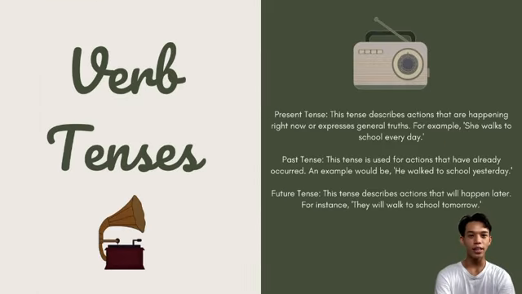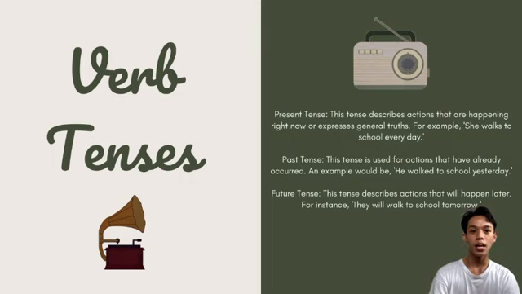Good morning, everyone. Today we're going to explore an important aspect of writing and literature, the verb tenses. Understanding how different tenses work can enhance our comprehension of text and the emotions they convey. Let's dive in. First, let's define the three main verb tenses we'll be discussing today. The present tense. This tense describes actions that are happening right now or expresses general truths.